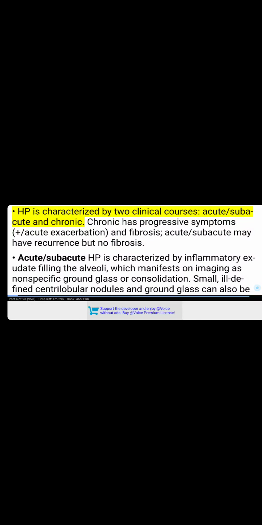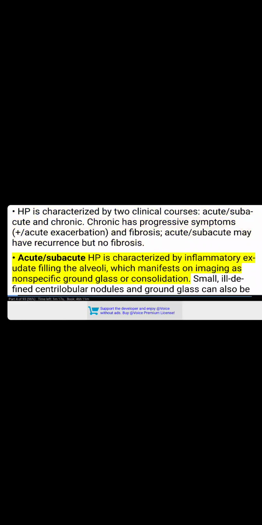antigens, such as bird proteins or thermophilic actinomycetes, although a history of antigen exposure is not elicited in about 1/3 of patients. HP is characterized by two clinical courses: acute, subacute and chronic. Chronic has progressive symptoms plus acute exacerbation, and fibrosis. Acute, subacute may have recurrence but no fibrosis.